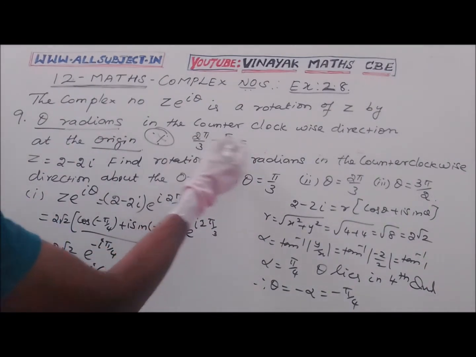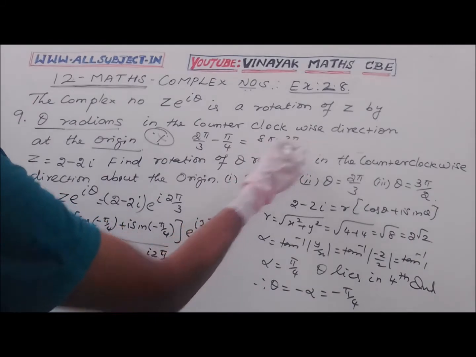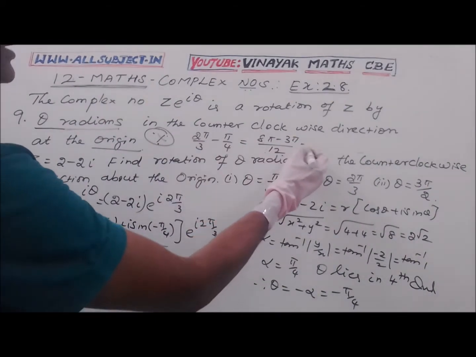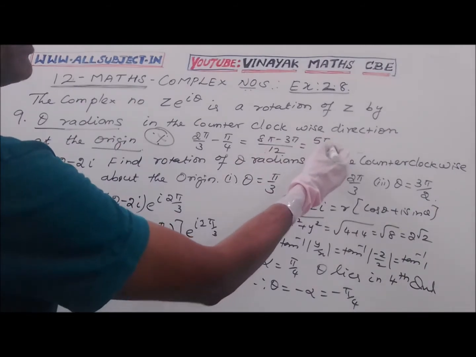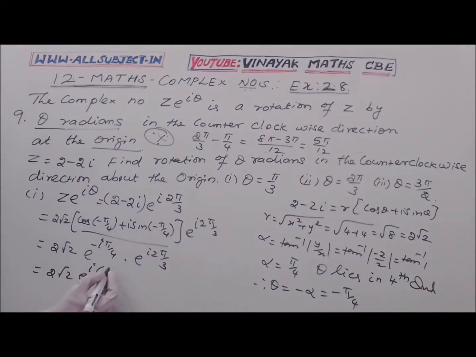Taking LCM here, 8 pi minus 3 pi by 12, that is equal to 5 pi by 12. So substituting here, e to the power i into 5 pi by 12. This can be rewritten as 2 root 2 into e power i 5 pi by 12, equal to cos of 5 pi by 12 plus i into sine of 5 pi by 12. This is the answer for the second one.